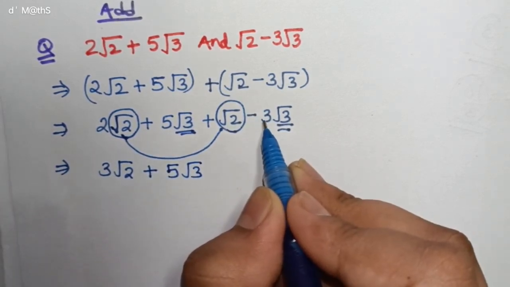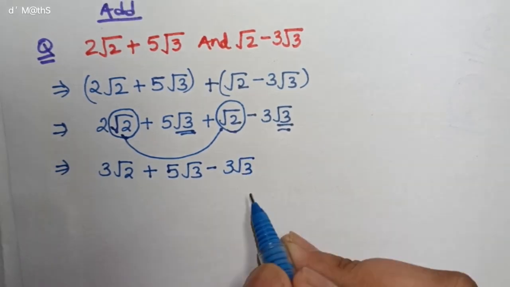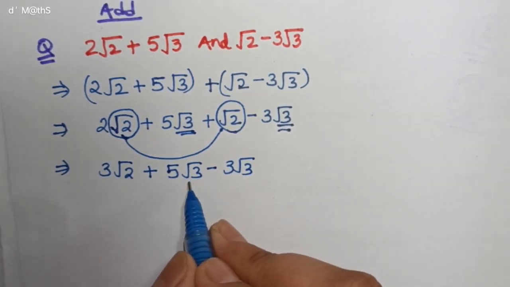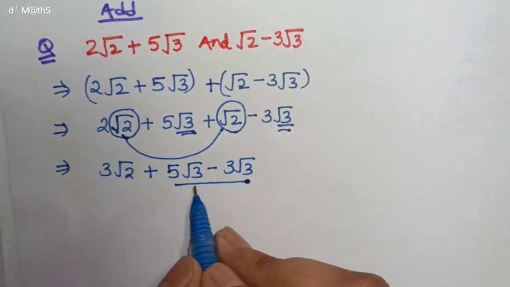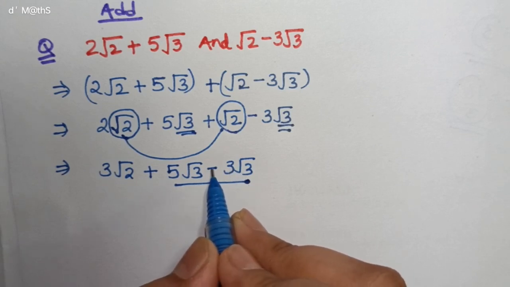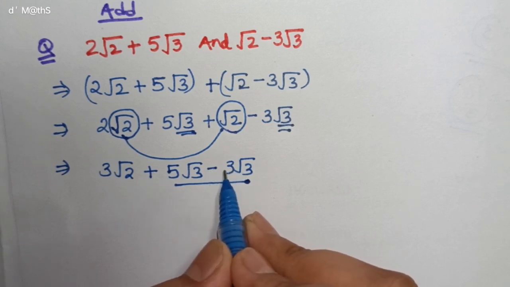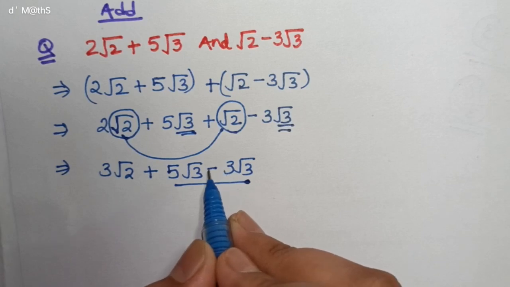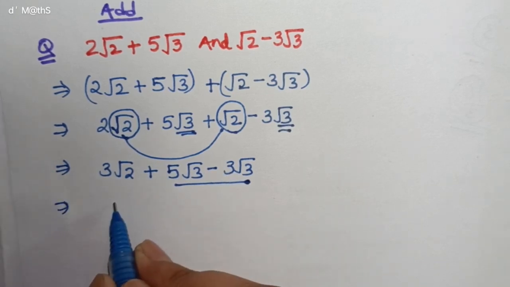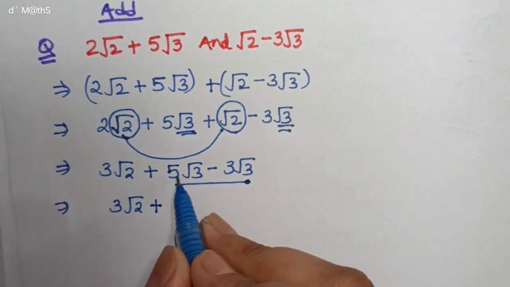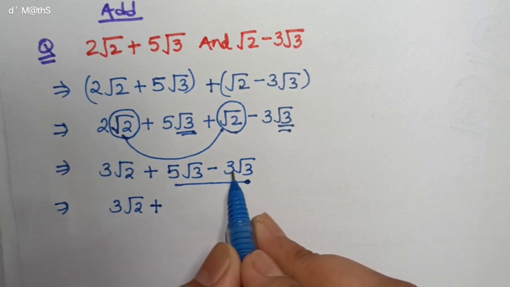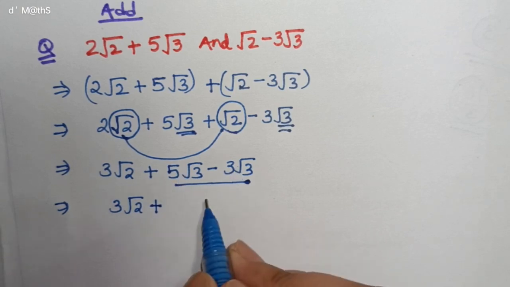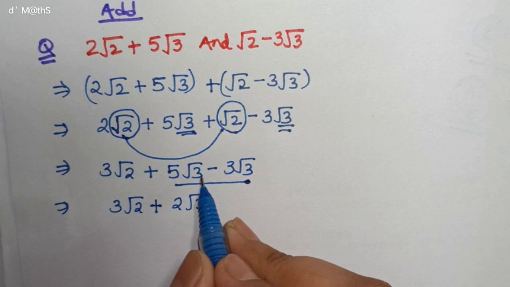Now write down the question, 5 root 3 minus 3 root 3. Now here you will see that both the bases are the same. Bases here means that the values under the roots are the same. So if the values are the same, then we have to add or subtract according to the sign. So here we will subtract. So 5 root 3 minus 3 root 3, how much? 5 minus 3, 2. So 2 root 3 will be your answer.